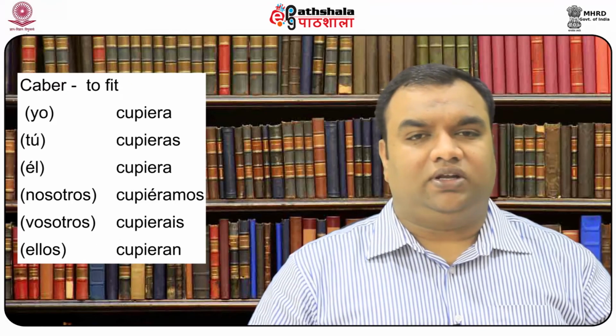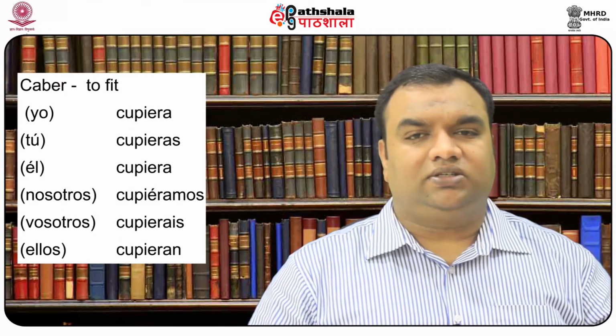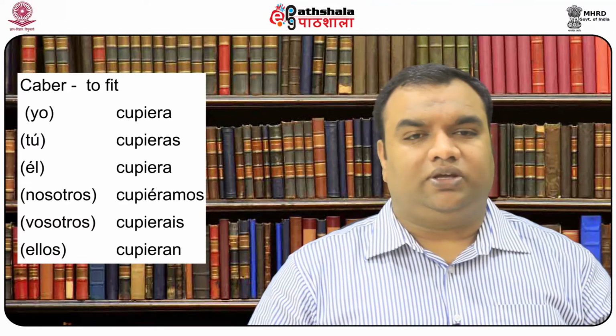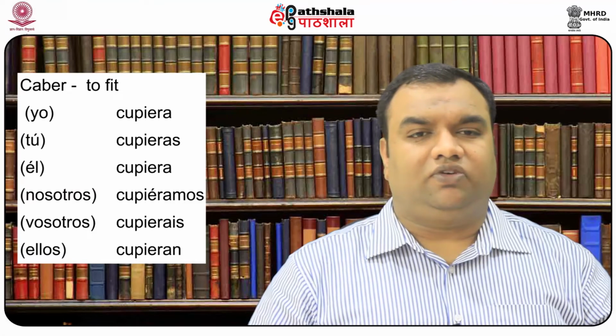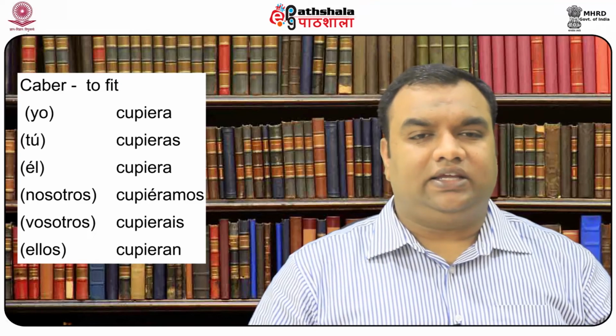Caber means to fit, and in the preterite third person plural, it is cupieron. So, in the imperfect subjunctive, the forms are yo cupiera, tú cupieras, él, ella, usted cupiera, nosotros cupiéramos, vosotros cupierais, ellos, ellas, ustedes cupieran.